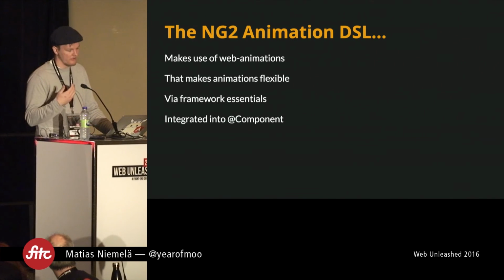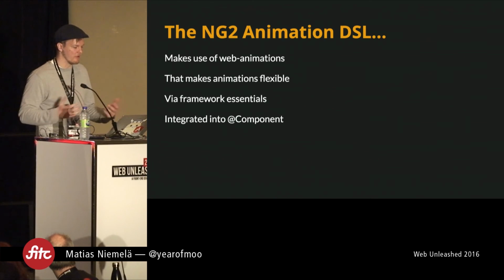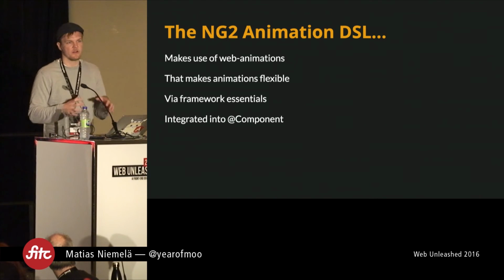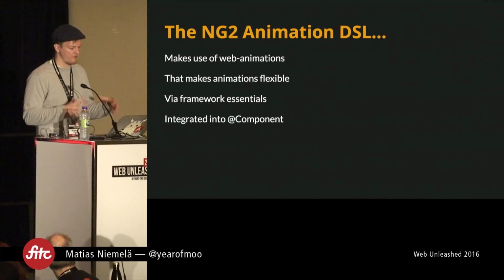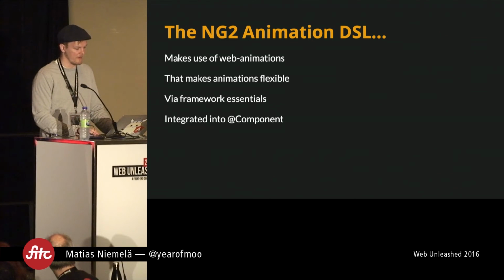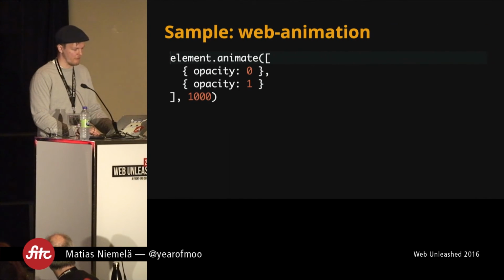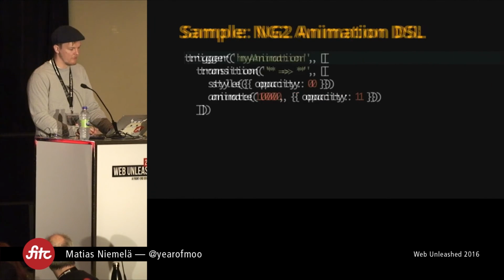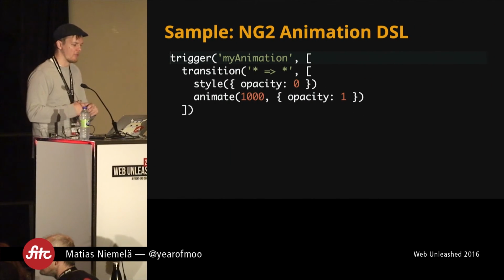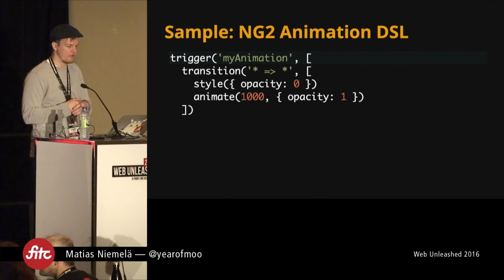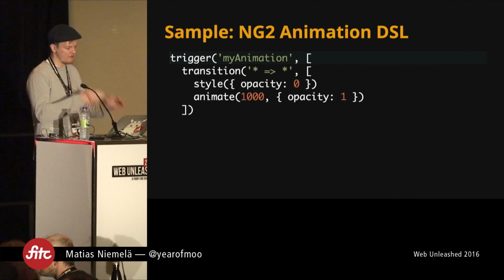So what the Angular animation DSL does is it works on top of web animations, but it makes everything a lot more flexible because the framework has a lot of knowledge about CSS and about the layout of the application to make that work. So if you have an example like this, this will turn into this with Angular's animation API. We're saying when the myAnimation trigger is executed and it goes from any state to another state, animate it from being invisible to being visible.